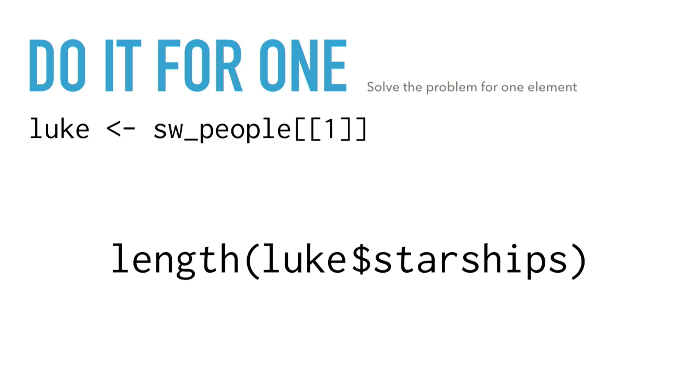Okay, so this is the first part of our strategy. You do it for one element, and we've done it. If Luke is our first element, we find how many starships he's been in by looking at the length of his starships element.